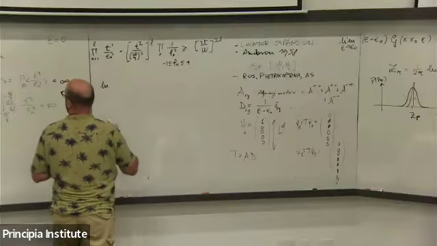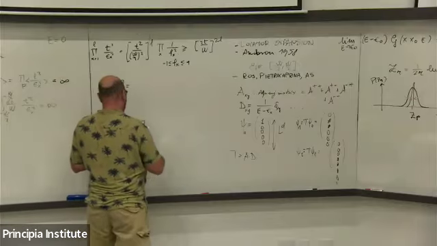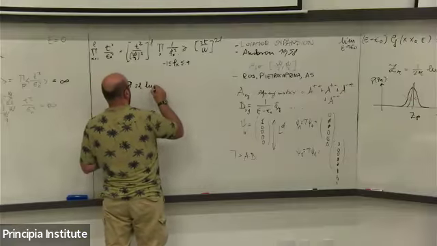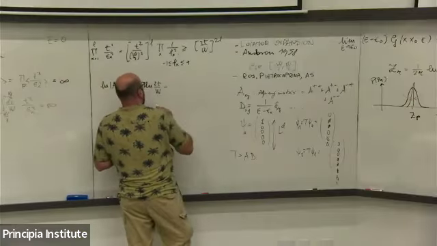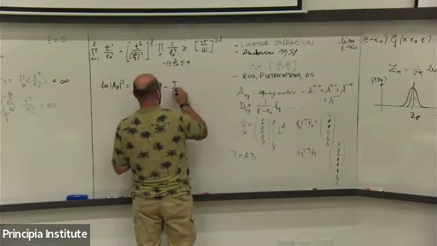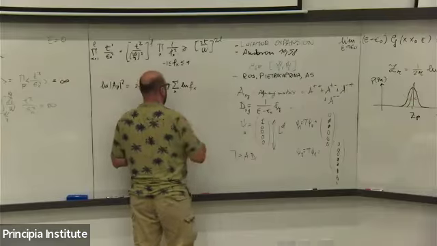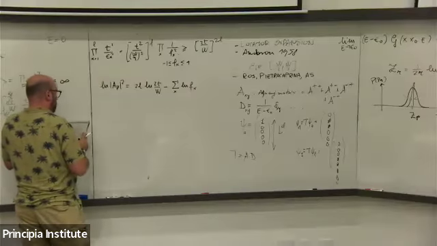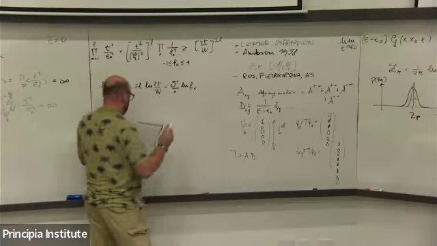Log of p squared will be 2L log 2T divided by W, minus the sum over x of log of f_x. Actually, let me subtract the 2. Yes, you're right. Yes.